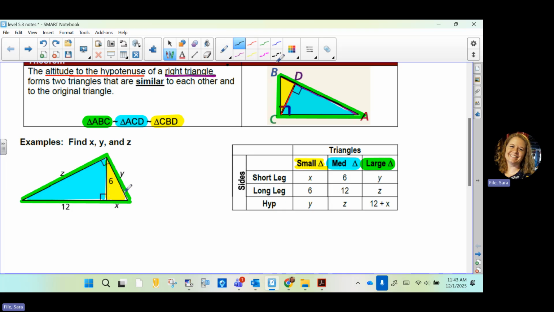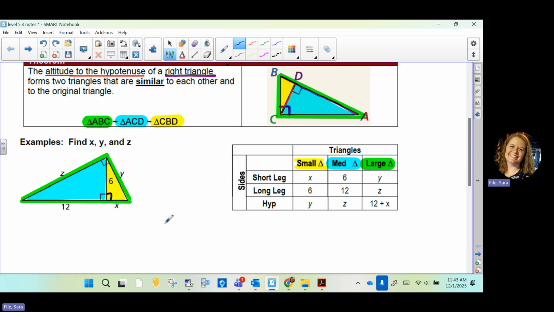Now, in those three triangles, let's look at the small one first. In this small triangle, here's the right angle. So the hypotenuse is the y. HYP, that's hypotenuse, that's y. Okay. Now, these are the legs. The 6 and the x are the legs. Those are the sides that meet at the right angle. The x is shorter than that 6, isn't it? So x is the short leg, 6 is the long leg, and y is the hypotenuse. So that's where that came from.